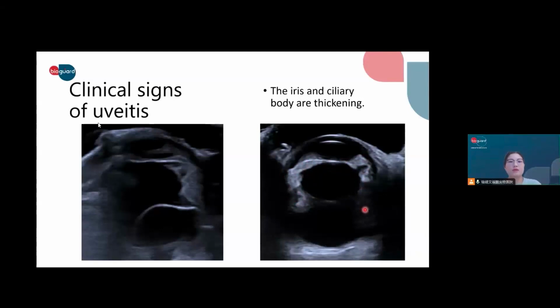So the ultrasonography is very important to know the exact structure internal to the eyeball. It's very important.